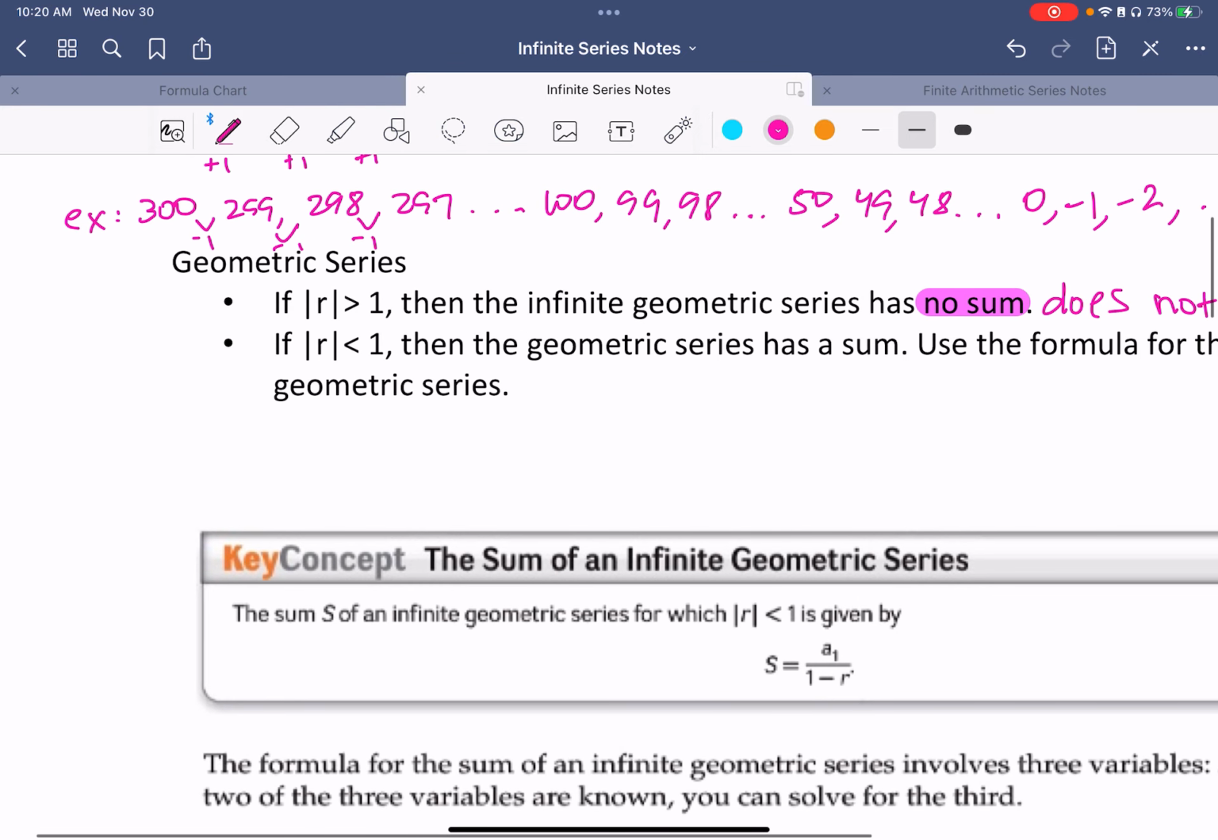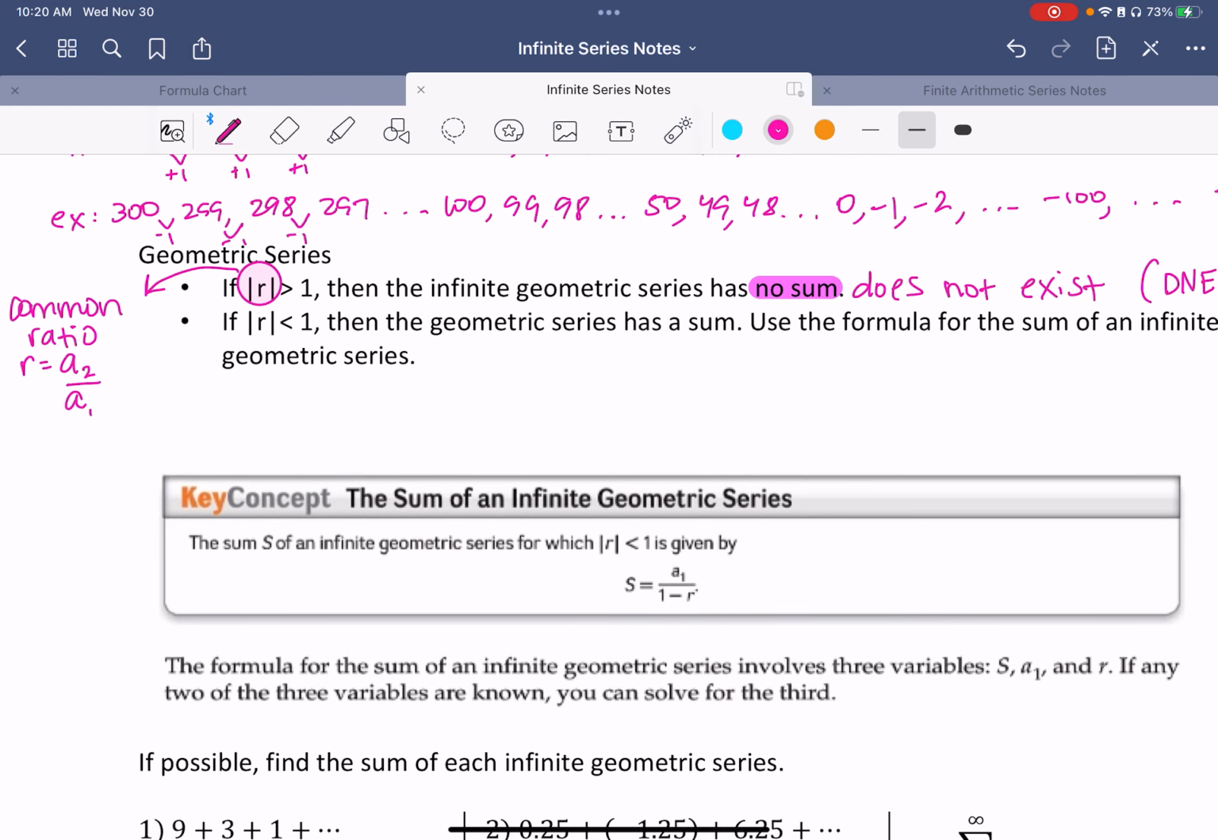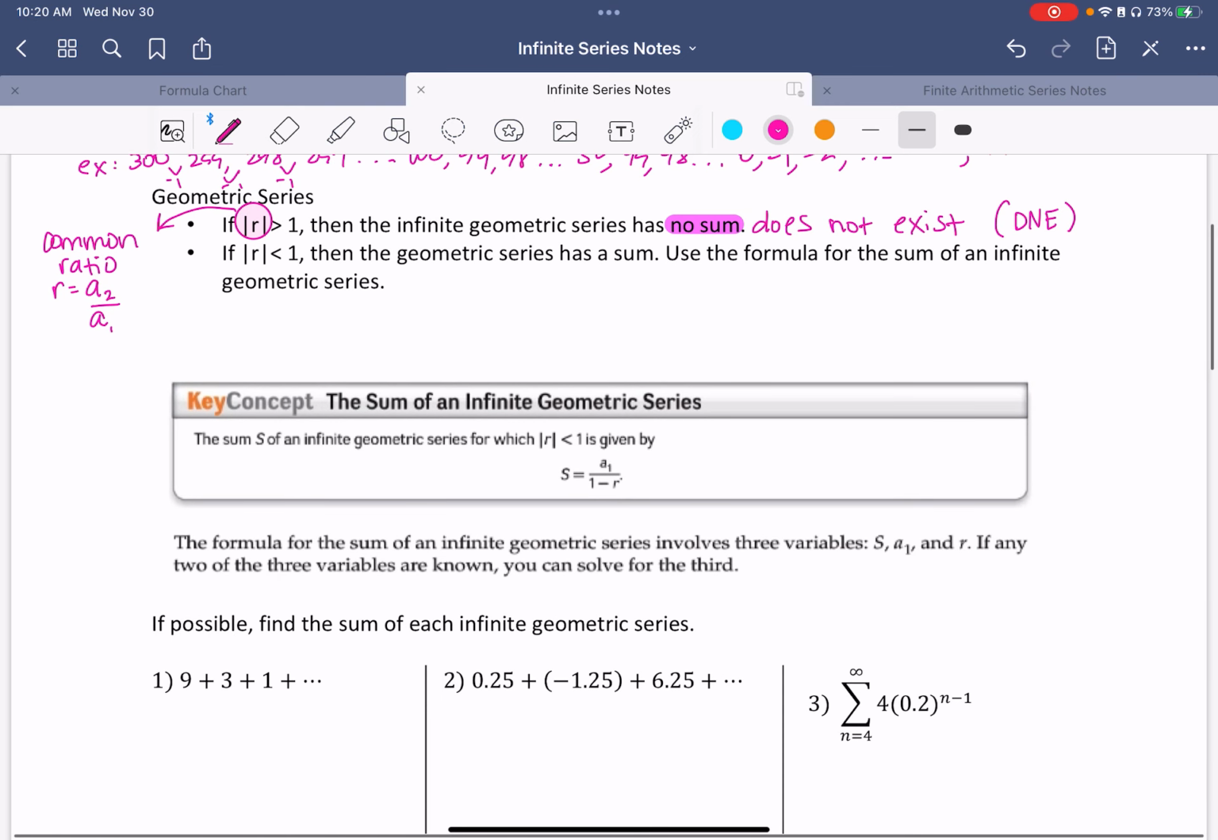And then just to recap the common ratio in case you forgot. The common ratio, you find that by dividing the second term by the first term. Okay. Now, if the absolute value of your common ratio is less than 1, then it does have a sum, and you're going to use this formula right below here.